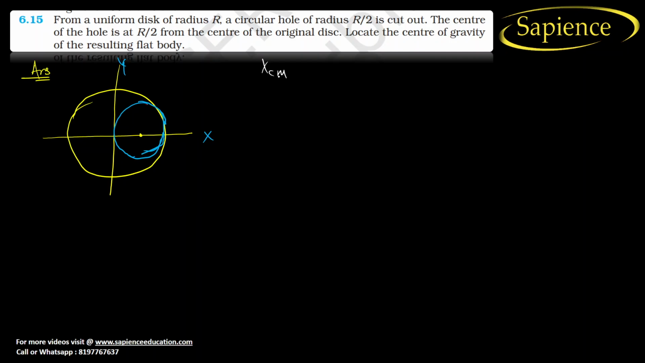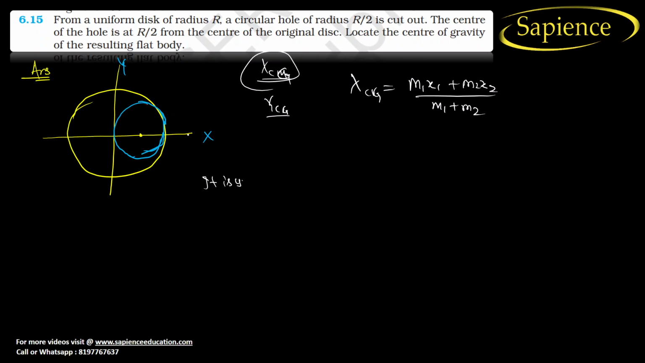So the center of gravity will be xcg and ycg. Since it is symmetrical, the value of y won't change, it will remain constant. So we need to find xcg. So x center of gravity will be equal to m1x1 plus m2x2 divided by m1 plus m2. But here we have cut out, not added, so we have to put a minus symbol, because we have cut out this disk. So this will be m1x1 minus m2x2 divided by m1 minus m2.